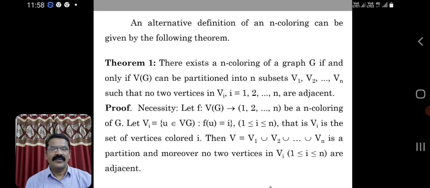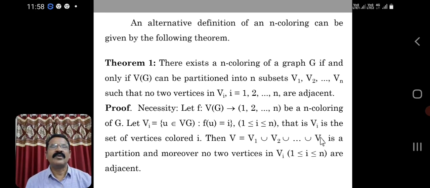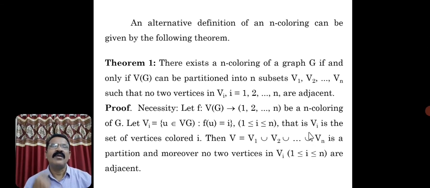So now there is a theorem. Now we discuss one theorem. It gives an alternative definition of n coloring. Okay, the same n coloring which we have defined in the previous slide, in another way also, in terms of a theorem, you can say. So what is the statement of the theorem?